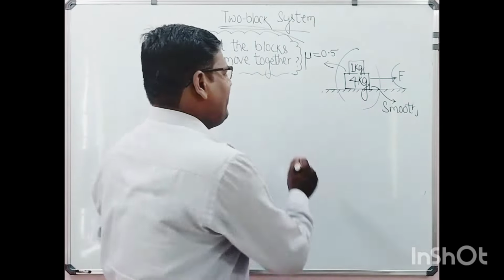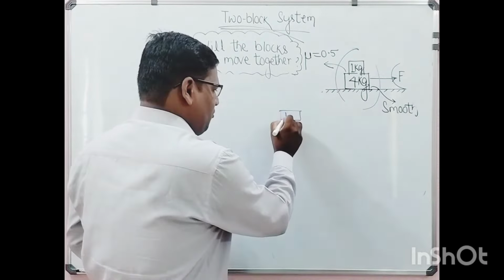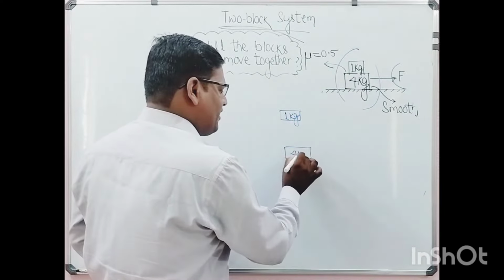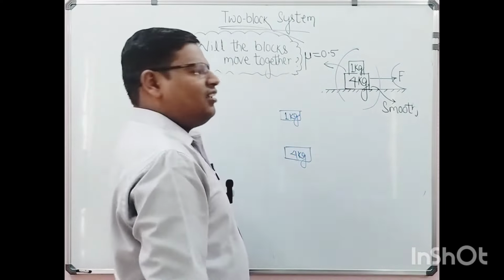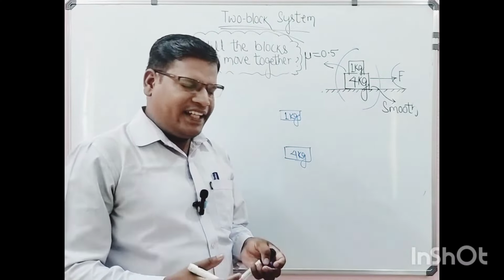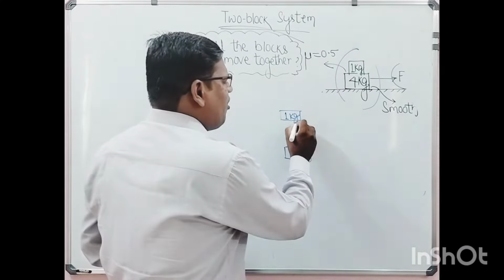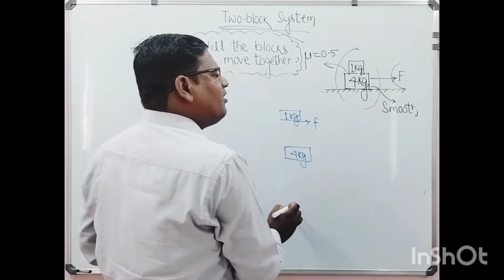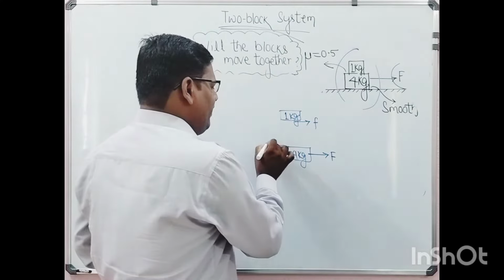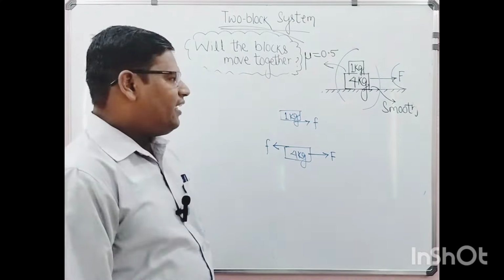So let's analyze this question. This is the 1 kg block. This is the 4 kg block. Let's draw the free body diagram. I am only showing the forces which are acting in the horizontal direction. Okay? So on the 1 kg block, friction is acting in this direction. On the 4 kg block, the applied force is acting in this direction, and friction is acting in this direction, isn't it?